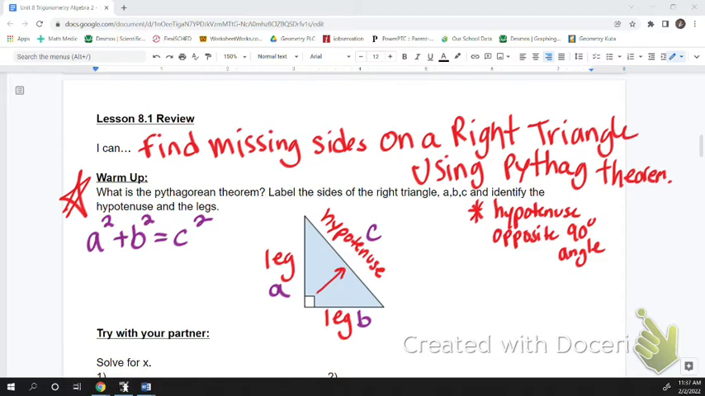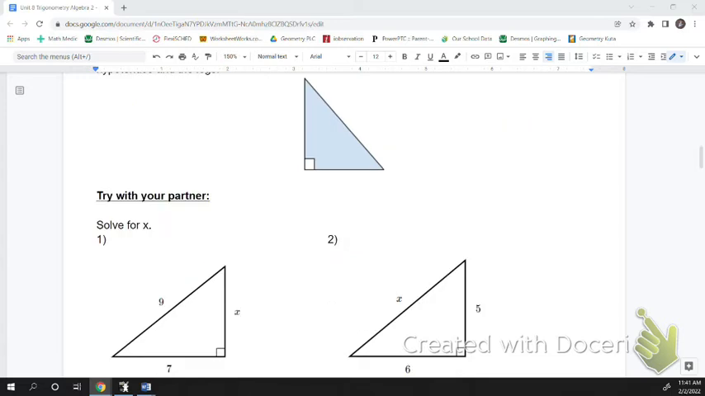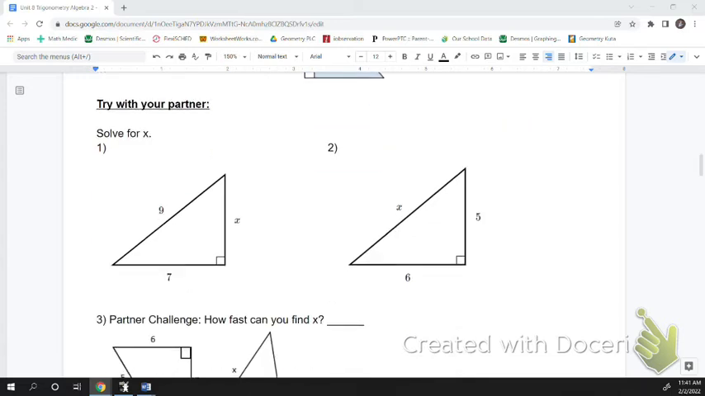Let's try some of these together. It says with your partner, but we're going to try them together. Number one, we're going to solve for x. The first thing we're going to do is identify what's A, B, and C. 7 is A or B. My unknown x is going to be a leg, and 9 is C. So now I'm going to set up my Pythag equation. What should I be writing?